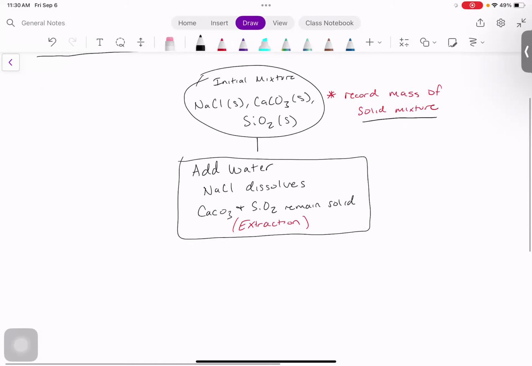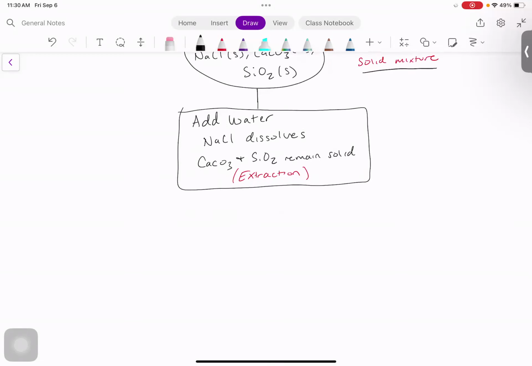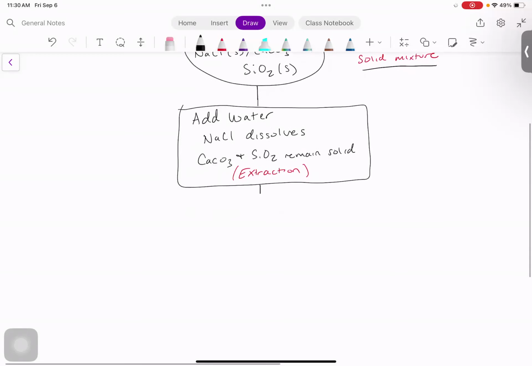And so now I can continue on with my flowchart. I can't branch my flowchart yet because adding water doesn't separate the components of the mixture, right? They're still all in the same beaker. We just now have sodium chloride dissolved, and the calcium carbonate and silicon dioxide are still solid. So in order to actually separate these components, there is another step, and that step is the gravity filtration.